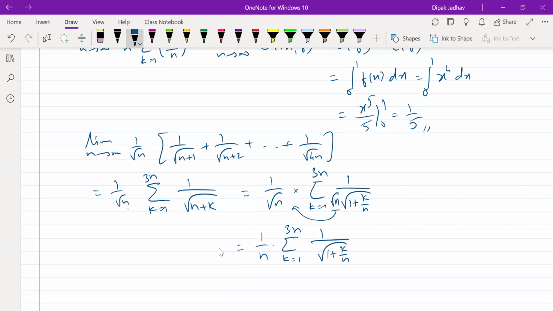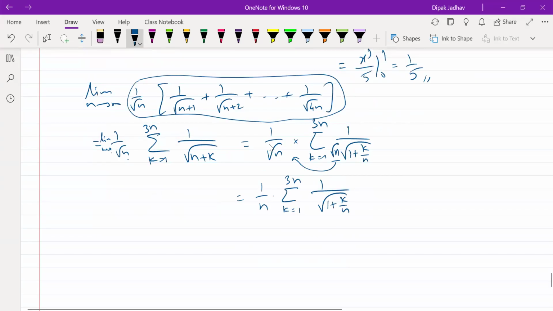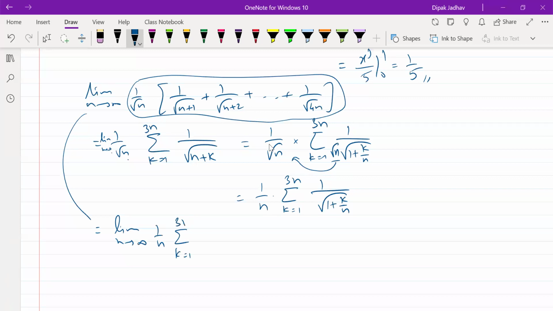And we want the limit of this. Here everywhere we have limit n tends to infinity. So this limit will be equal to limit n tends to infinity of 1 by n summation k from 1 to 3n, 1 by root of 1 plus k by n. Is it okay up to here? Yes, very good.